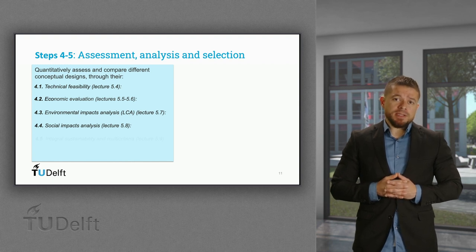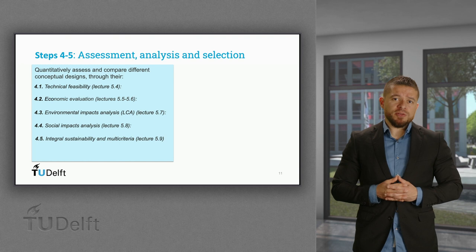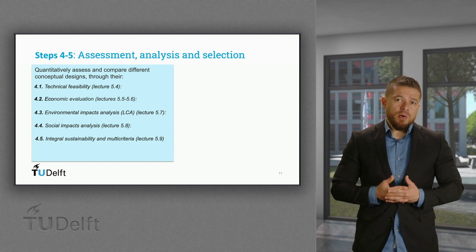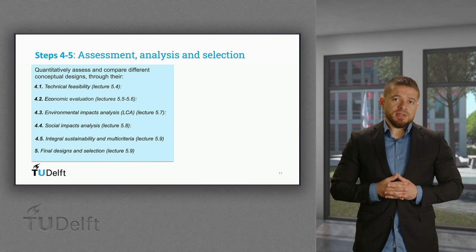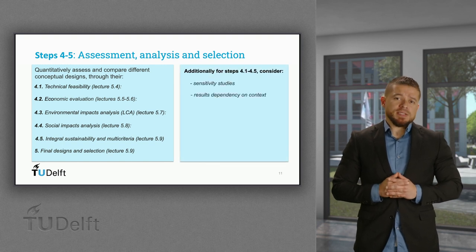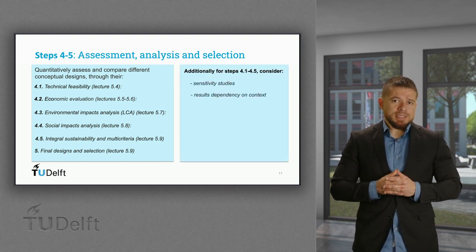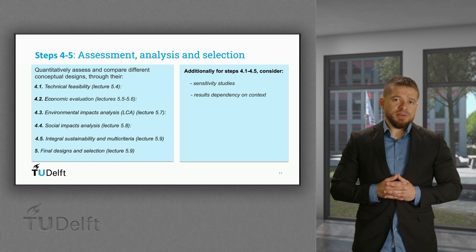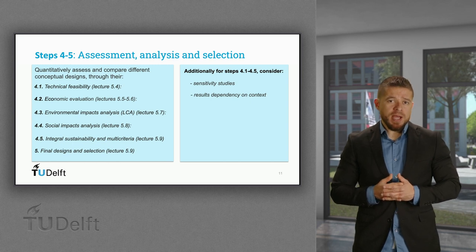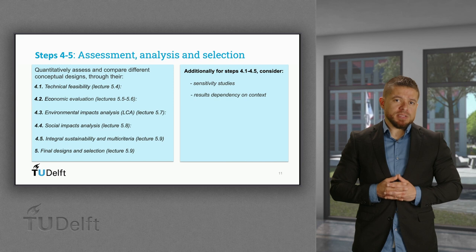And finally, an integral sustainability assessment or a multi-criteria analysis for decision-making can provide information on the sustainability trade-offs of our system, which is also part of step 5, final designs and selection. A couple of additional aspects to consider in these steps are the sensitivity studies, since they can indicate what specific technical actions could improve the KPIs, and the context dependency for the three dimensions of sustainability.